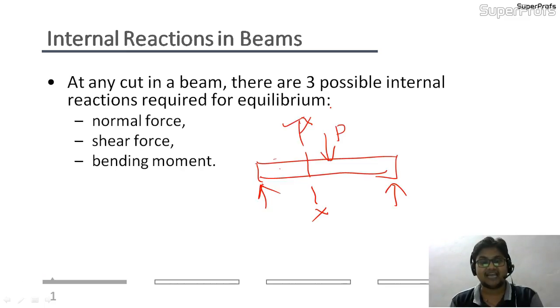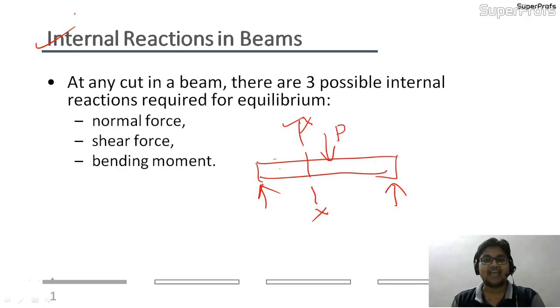Just coming back to my lecture, that is, the internal reactions on the beam. Whenever you cut the beam at any section, there are always three possible types of internal reactions that you will get. To keep that body in equilibrium, these reactions come into the picture.